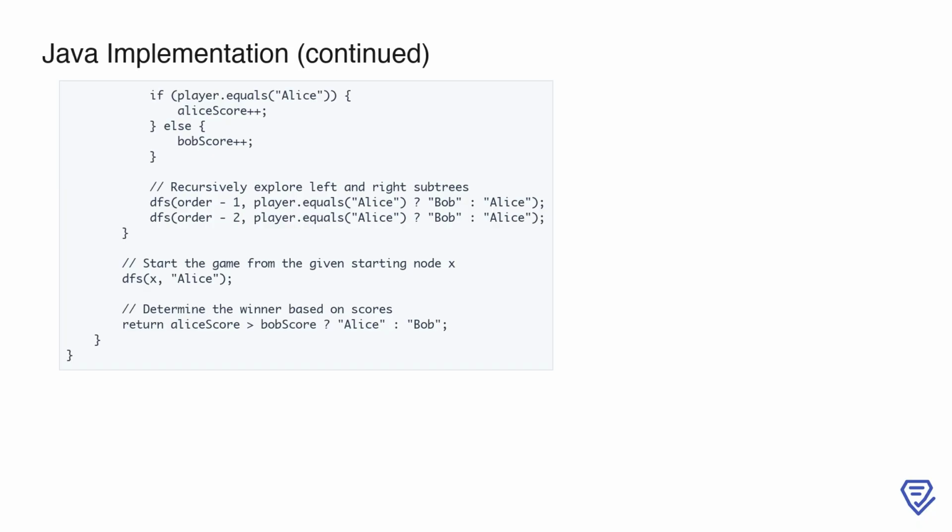Once the DFS simulation is complete, the game starts from the given node X, with Alice making the first move. After the DFS traversal is done, we compare the scores of Alice and Bob to determine the winner. If Alice's score is greater, the method returns Alice, otherwise, it returns Bob. This approach ensures that the game is fully simulated, and the winner is determined based on the rules of the subtree removal game and the structure of the Fibonacci tree.